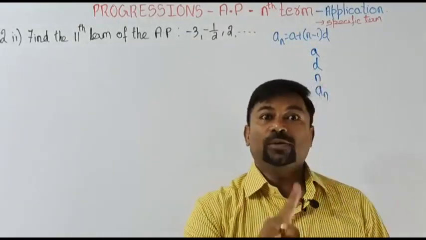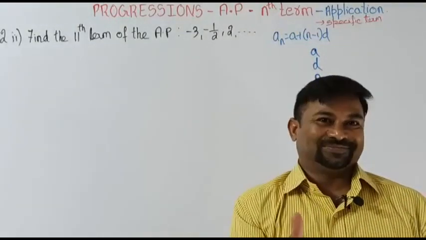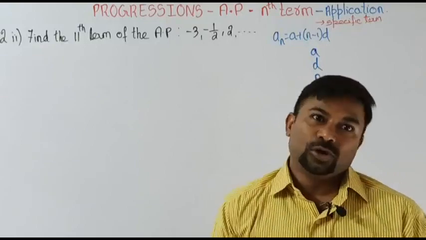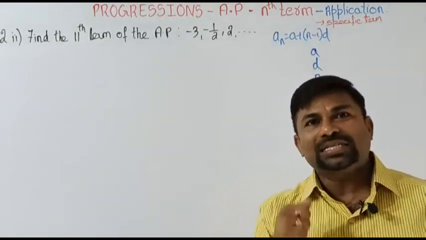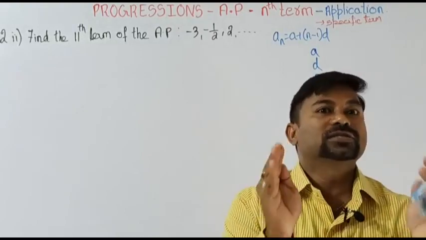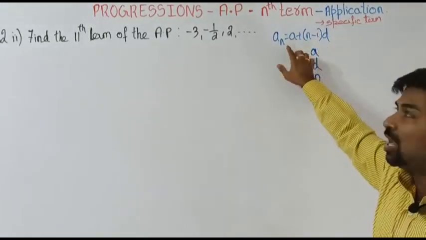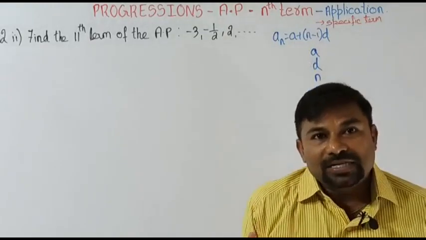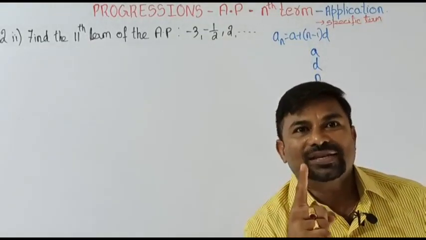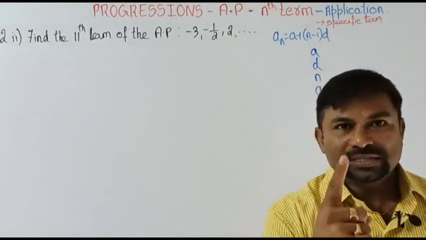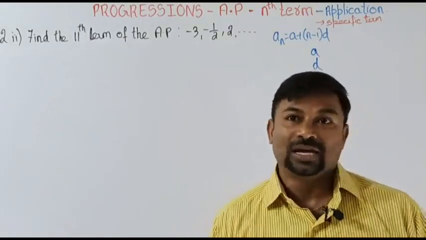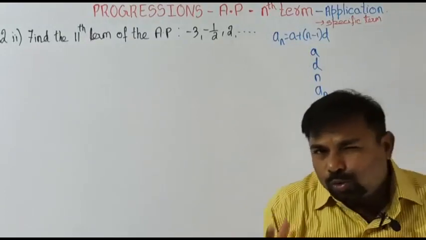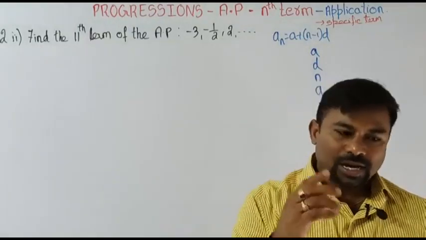Out of these four variables, any one will be questioned. We should understand which one that is. Then you may ask, why is he asking only one? Because of a simple logic. In the nth term formula, how many equal symbols are there? We have only one equal sign. So if only one equal sign is there, only one value can be found out. That's the logic. So out of these four, which one is he questioning? Okay, now let me do it.